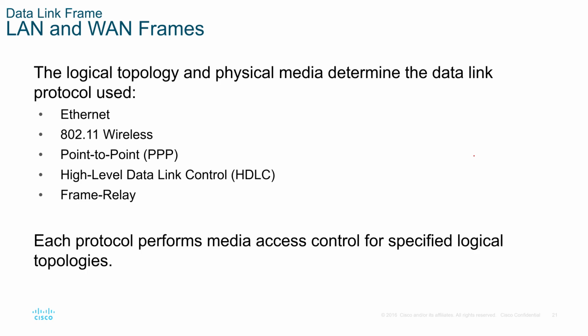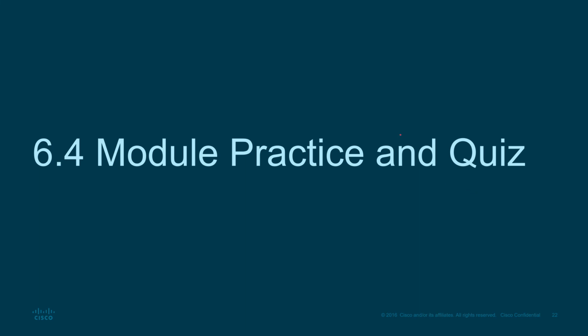The logical topology and physical media determine the data link protocol that we would use. Therefore, Ethernet, 802.11 wireless, point-to-point, HDLC, high-level data link control, frame relay, and many others would have a different set of protocols and sequencing when they send data. This concludes Chapter 6, dealing with the data link layer.